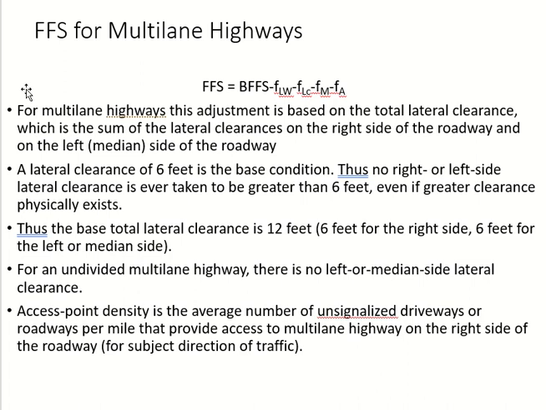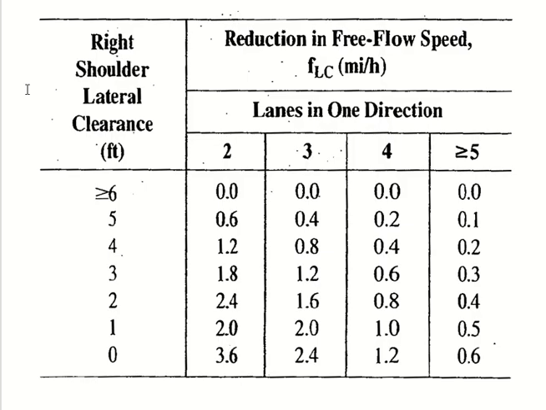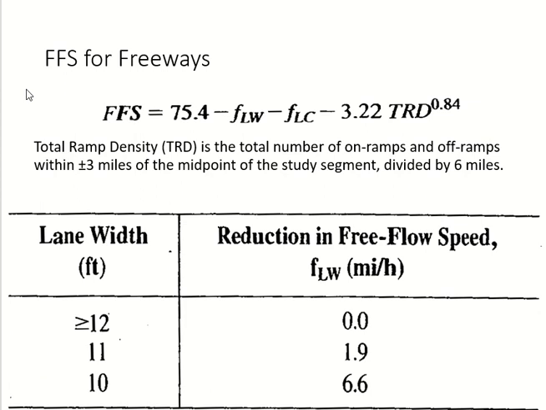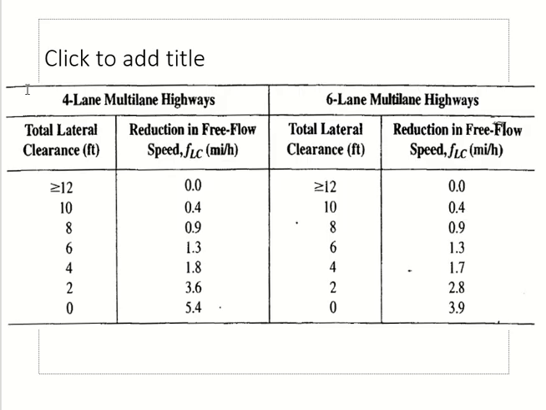Then I need factors for all these things. I need the factor for lane width. Lane width is given as 12 feet. So the factor is how much? 0. Lateral clearance. There is a table for lateral clearance of multi-lane highways. You have to use this one, not the other one. I have a 4 lane highway. So in the first 2 columns, I have lateral clearance 4 feet and 4 feet. Total 8. So what value?